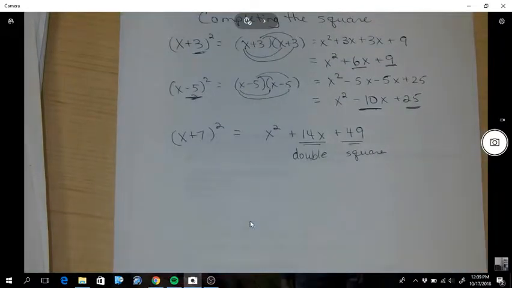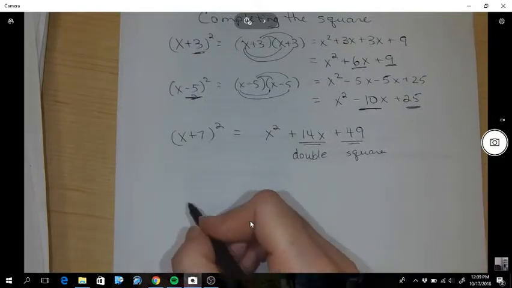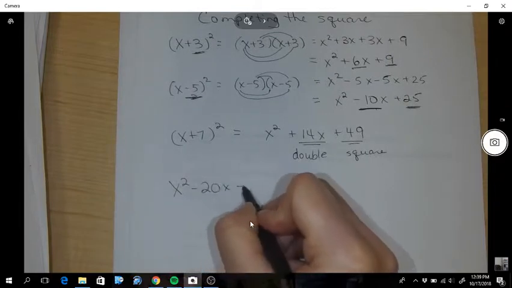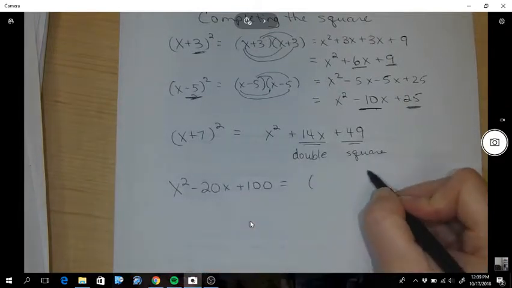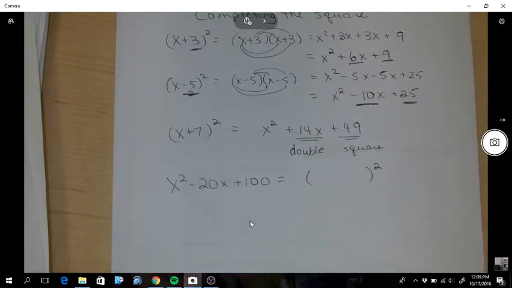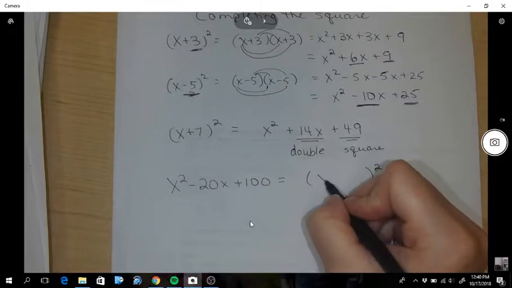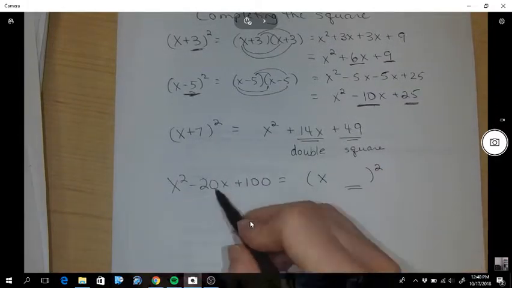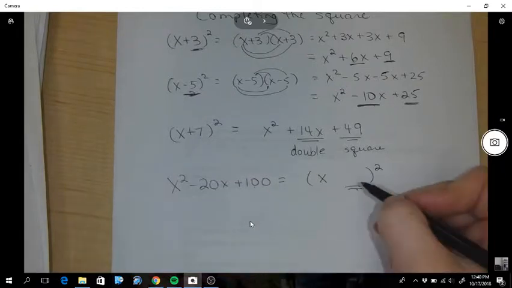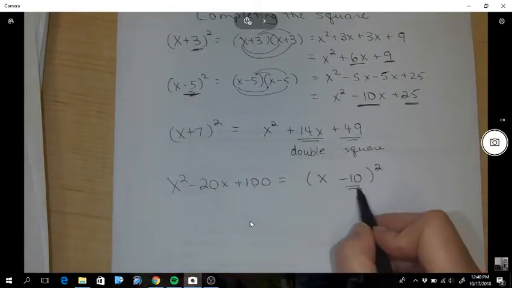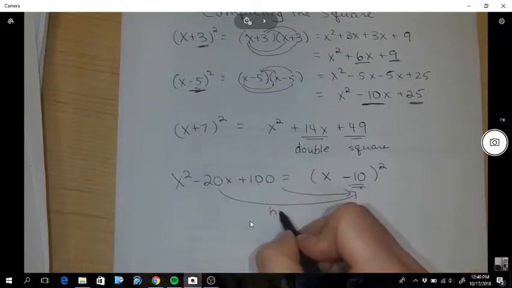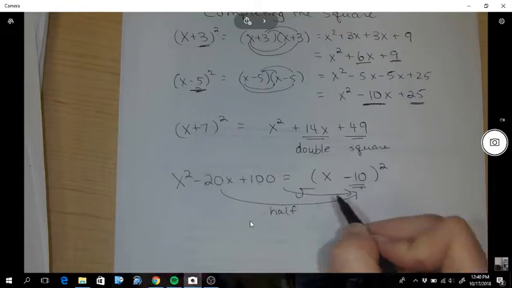Okay, what if I give you something like this? Can you write that as a perfect square? So now you've got to think backwards. You're trying to find a number that doubles for that and squares for that. So then it would be a negative 10. So going backwards, it's half and the square root.